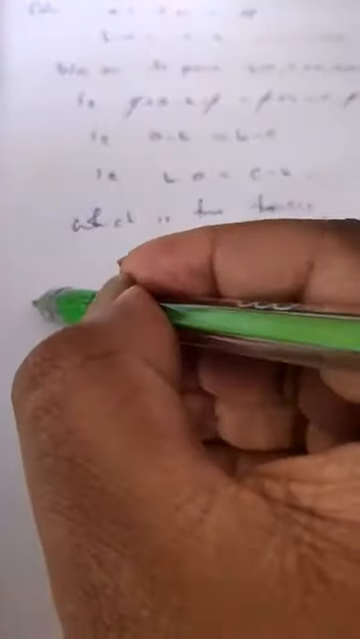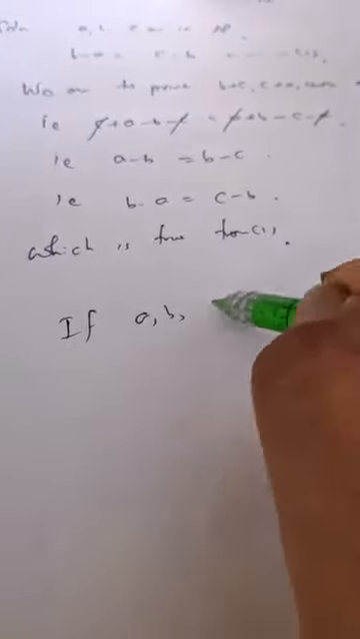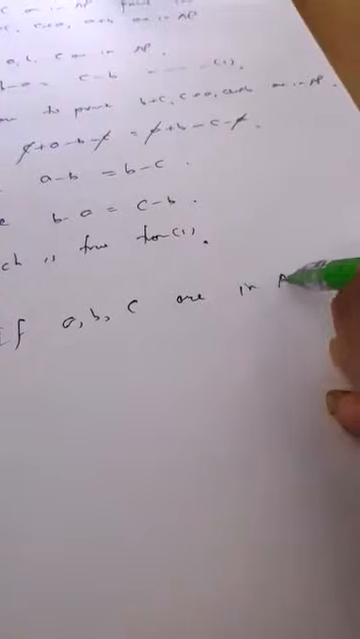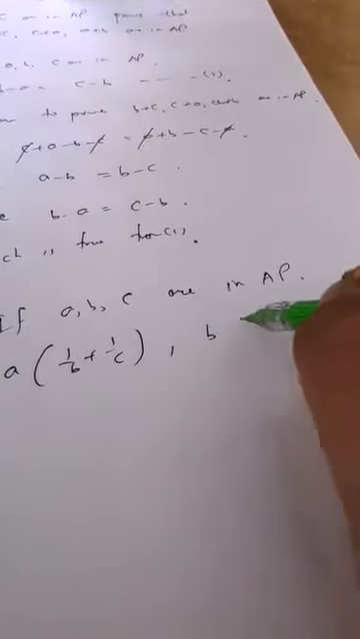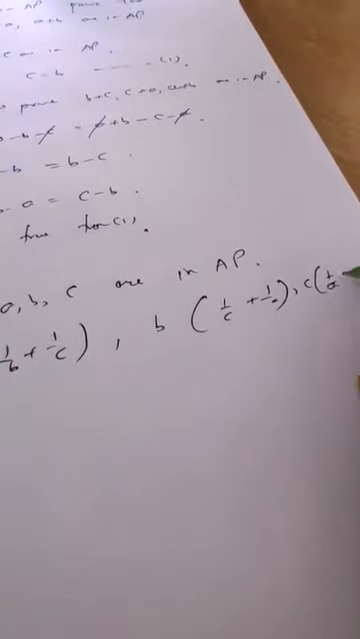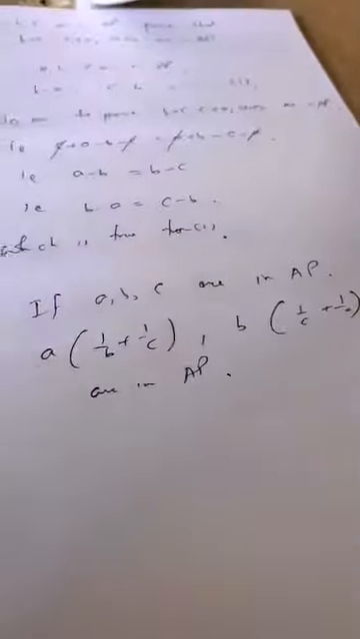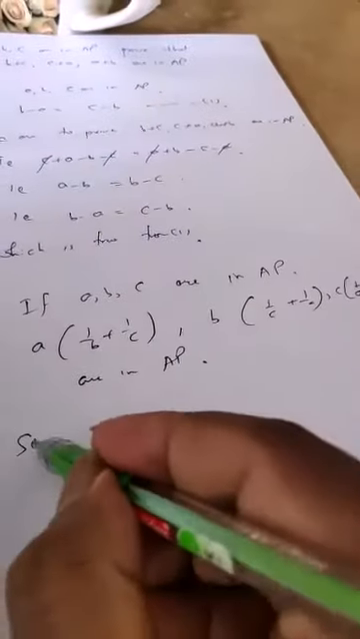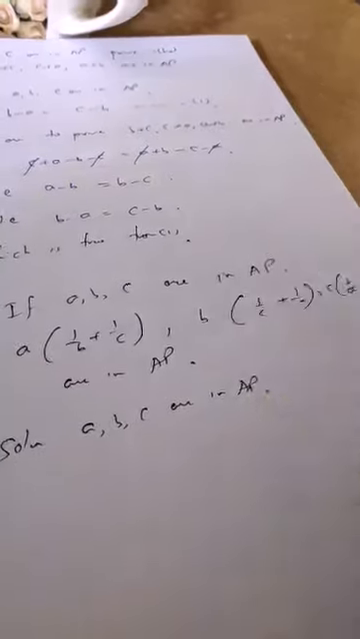Now say question number 3. Same type of question, not the same question. If A, B, C are in AP, then A times (1 by B plus 1 by C), B times (1 by C plus 1 by A), C times (1 by A plus 1 by B) are in AP. Solution. A, B, C are in AP.